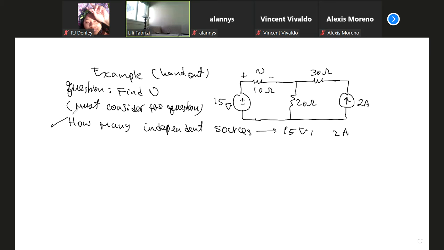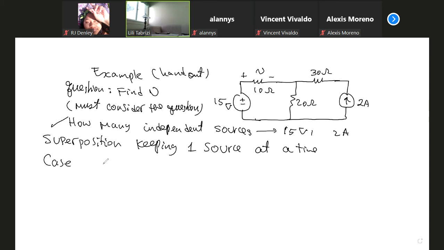So we have 2 independent sources. Superposition is based on keeping one source at a time. Okay. So I have two independent sources, so I have two cases. Case one, I'll keep 15 volts, kill 2 amp, because you have two sources. Just keep one of them.